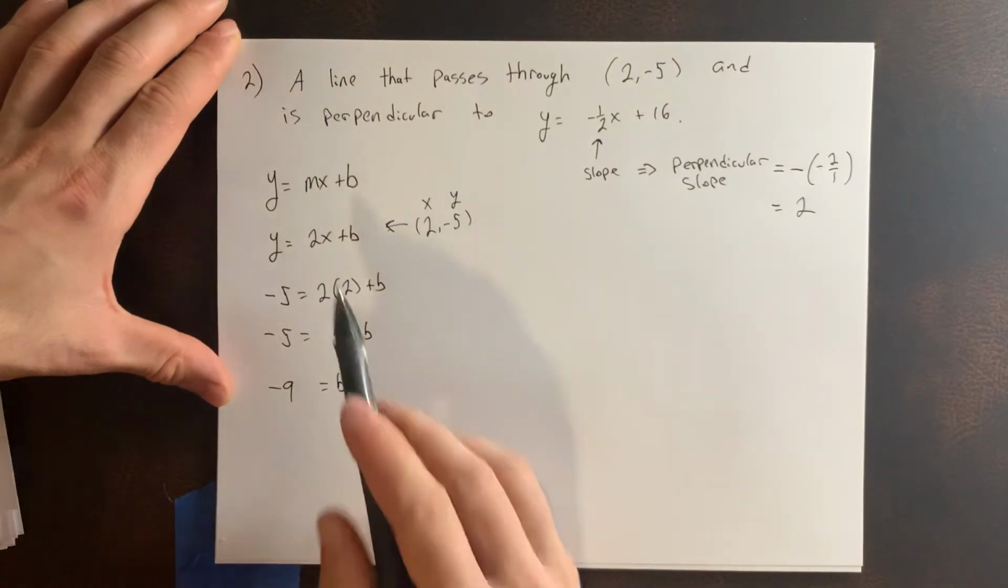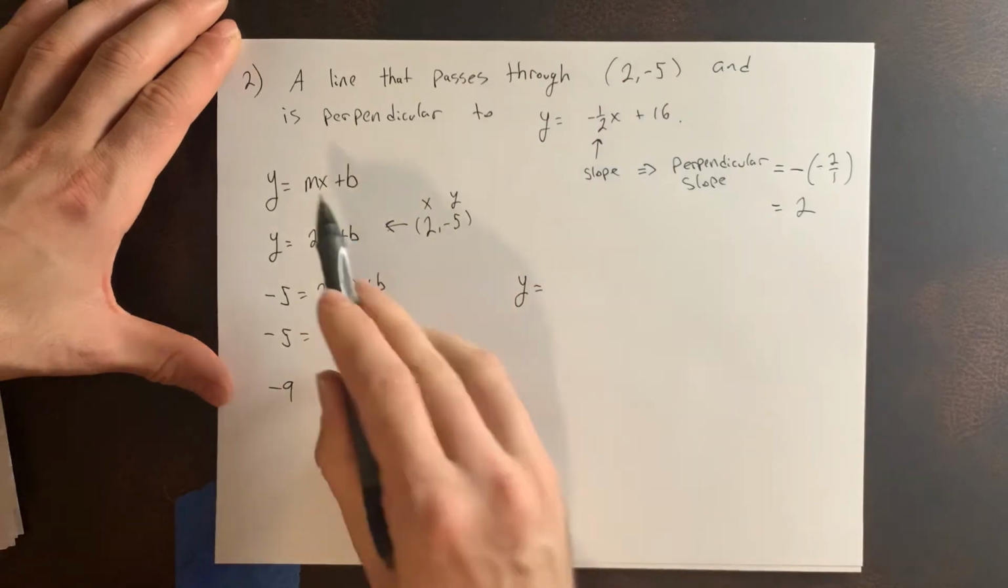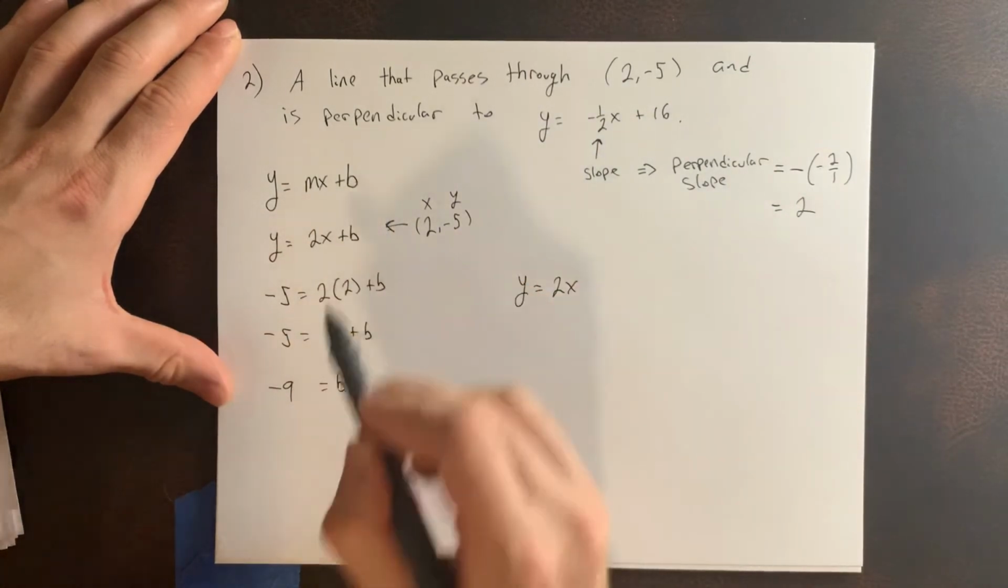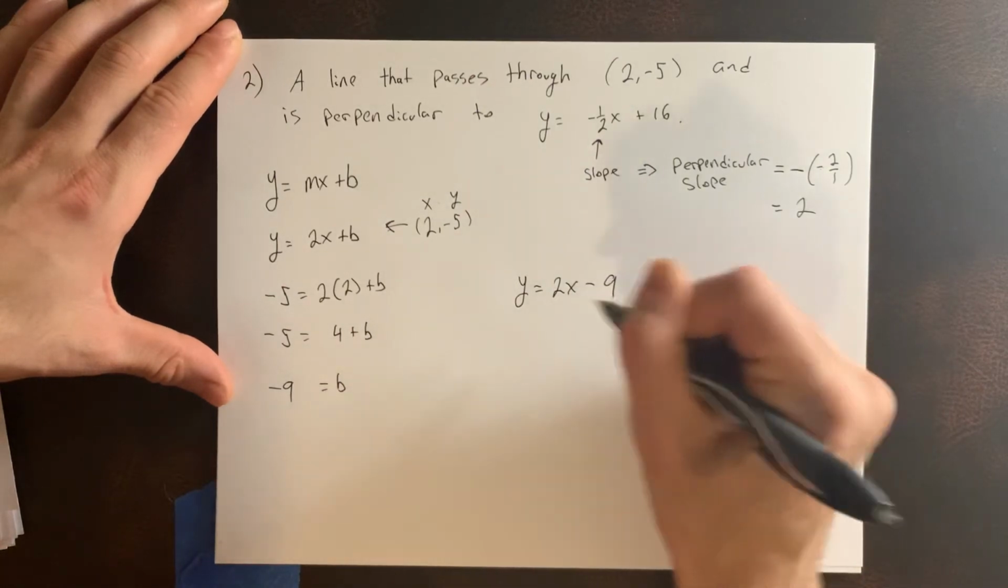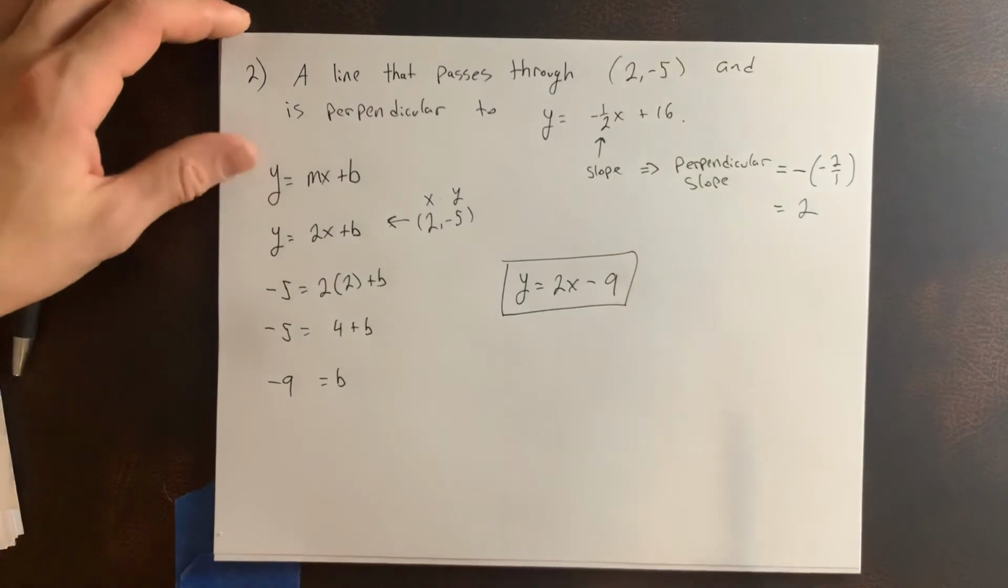So now what we can do is take this equation up here. We found that our m was 2, so we're going to get 2x, and our b is minus 9. And so for this line, this is going to be the equation.